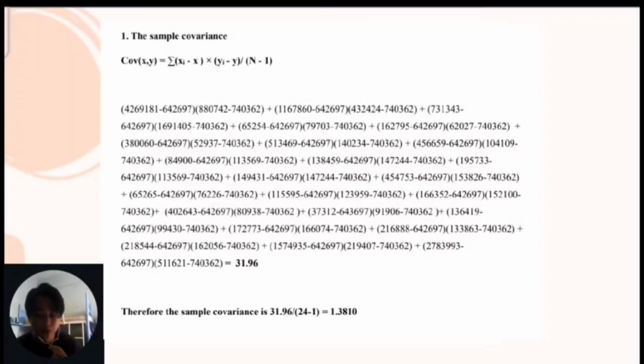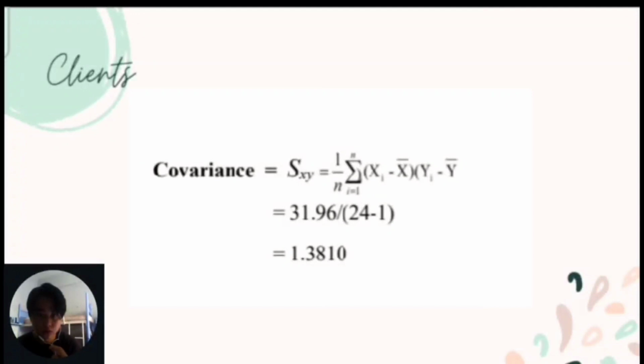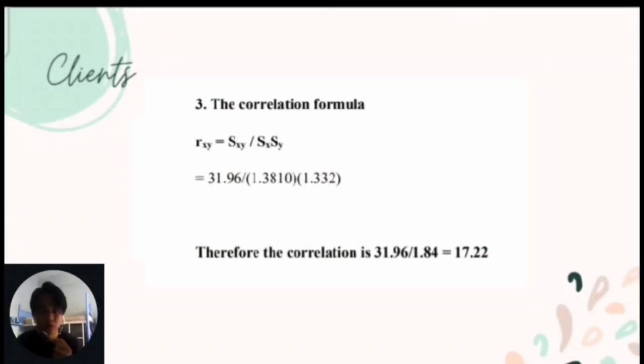So to get the covariance, we need to subtract X bar from the value of X variable, multiply by the value of Y variable minus Y bar, and divide by 24 minus 1. So this is the answer for covariance, which is 1.3810.